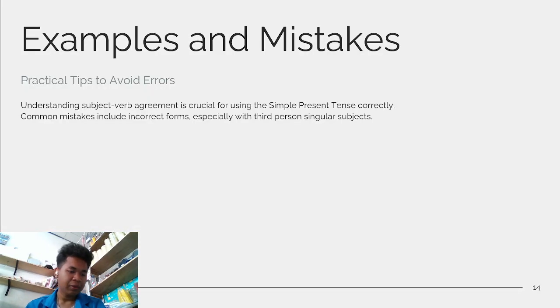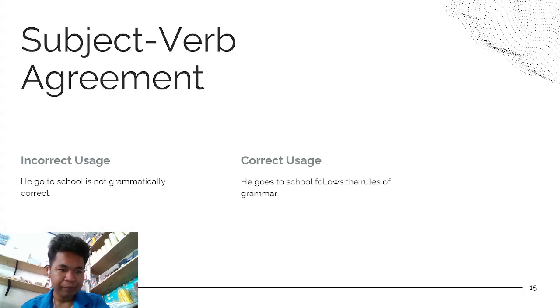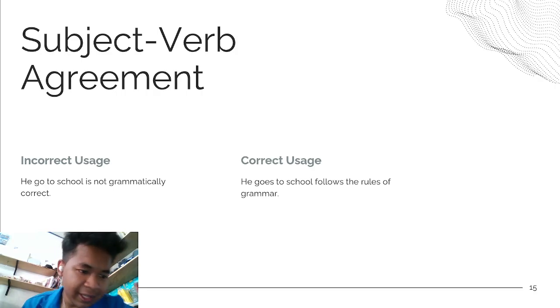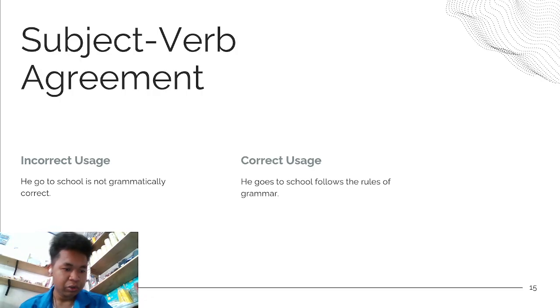The next slide is examples and mistakes. Understanding subject-verb agreement is crucial for using the simple present tense correctly. Common mistakes include incorrect verb forms, especially with third-person singular subjects. For subject-verb agreement, there is incorrect usage and correct usage. In incorrect usage, we have, for example, 'He go to school.' 'He go to school' is not grammatically correct. The correct form is 'He goes to school,' which follows the rules of grammar.